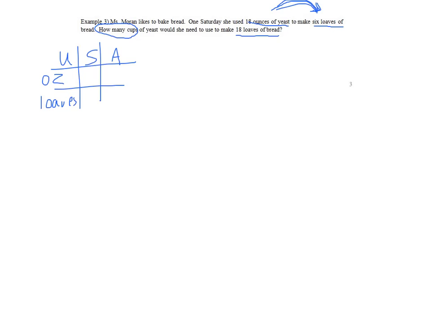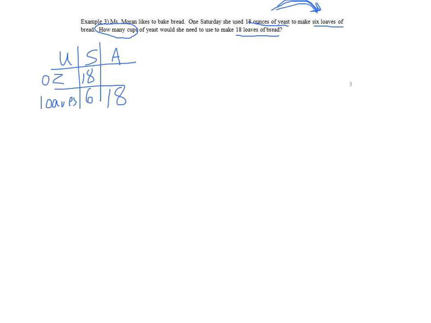Okay, those are the two units. So, fill in the numbers. It took 18 ounces to make 6 loaves. Okay, and the question is asking, how many cups would it make? What do you need to make 18 loaves? So the 18 goes here with loaves.